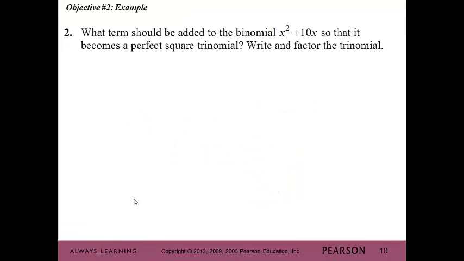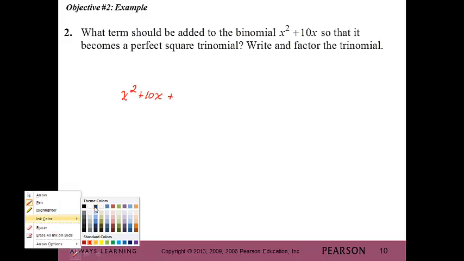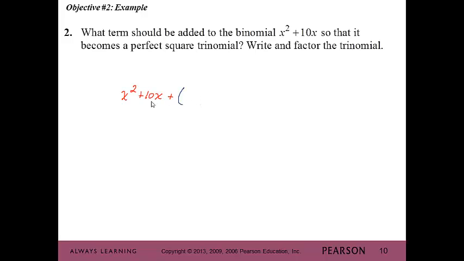Another example, it says, what term should be added to the binomial x squared plus 10x so that it becomes a perfect square trinomial? Write and factor the trinomial. So we have x squared plus 10x plus, take the middle coefficient and divide by 2 whole thing squared. So this time it's going to be 10 divided by 2 whole thing squared, and we get x squared plus 10x plus 5 squared. So now we have x squared plus 10x plus 25.